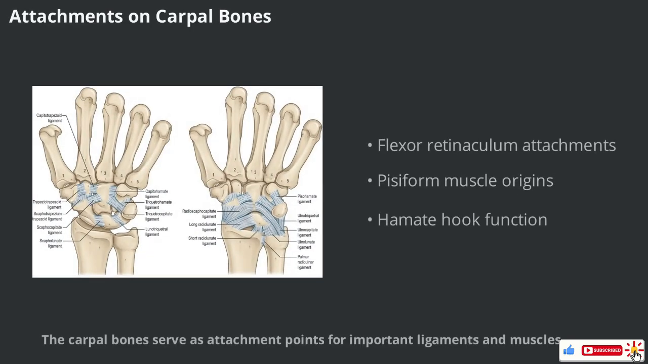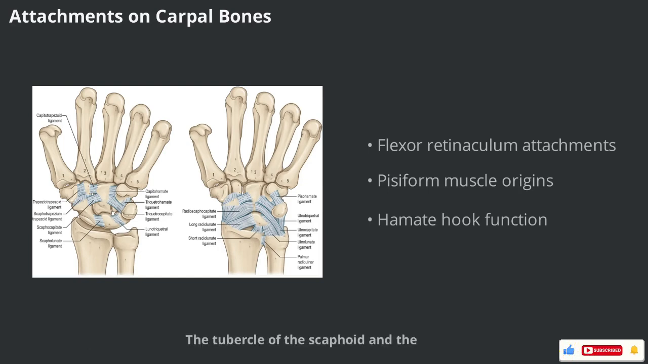Carpal bones serve as attachment points for important ligaments and muscles. The tubercle of the scaphoid and the crest of the trapezium anchor the flexor retinaculum, while the pisiform gives attachment to the flexor carpi ulnaris and abductor digiti minimi. The hook of the hamate provides attachment for the flexor retinaculum and muscles of the hypothenar eminence. These attachments are vital for wrist stability and hand movement.